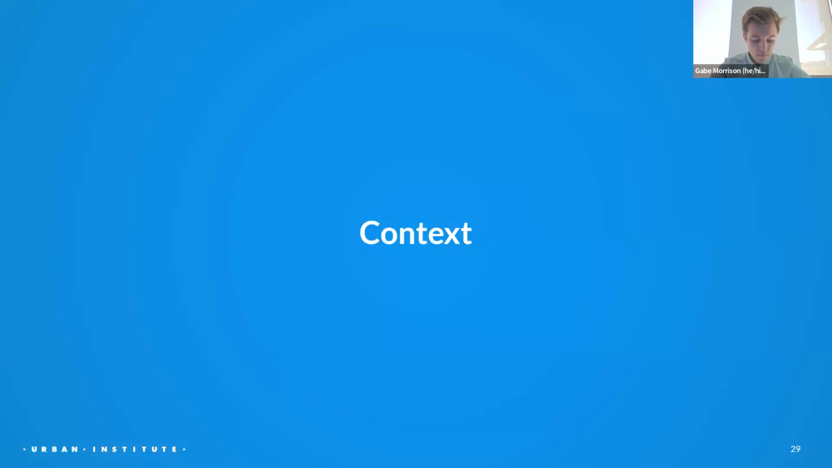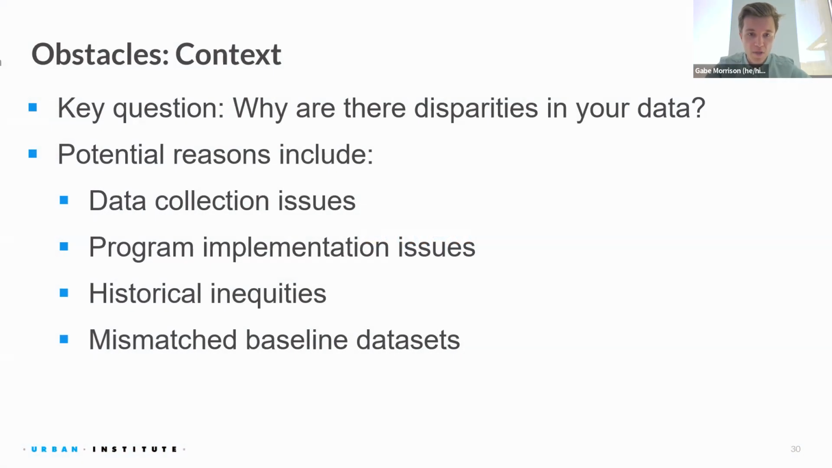And then the third one is context. And this is, again, a different, but really important challenge. This is a key question Elena has raised, and the tool is really not able to answer it for you. This is a question you're going to have to think about and answer yourself: why are there disparities in your data? Once the tool shows you that there are disparities, you have to think about what the driving forces are for that. Some reasons could be the following, for example, data collection issues.